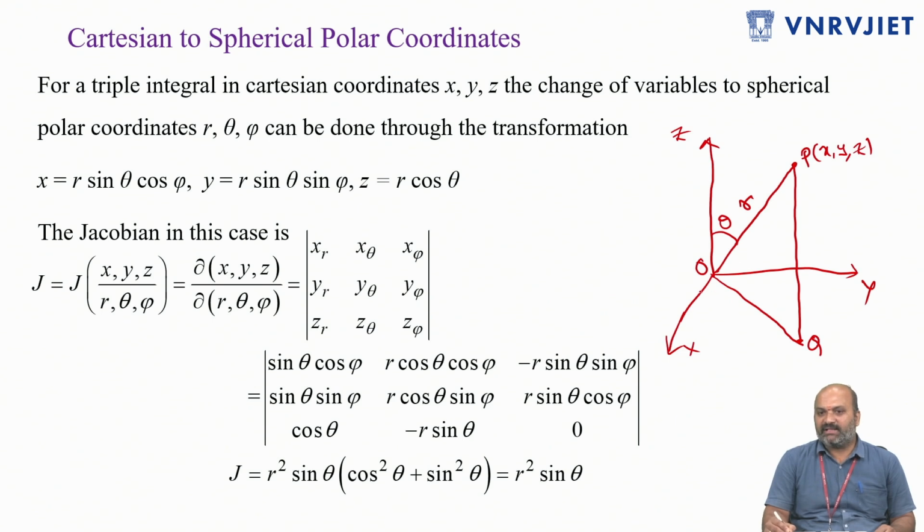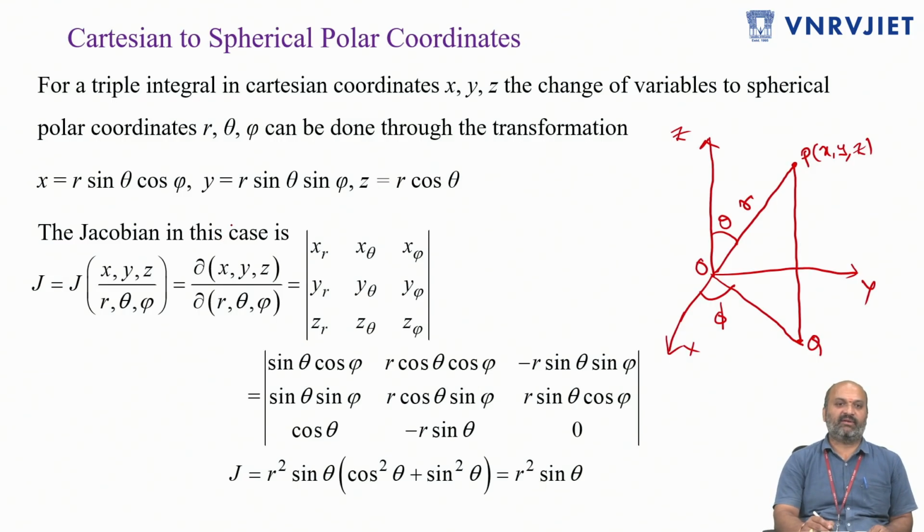And what is phi? Phi is the angle made by the projection of OP, that is OQ, with the positive direction of the x-axis. This is phi. These are the coordinates r, theta and phi. Now, what is the transformation we use while transforming from the Cartesian coordinate system to the spherical polar coordinate system?